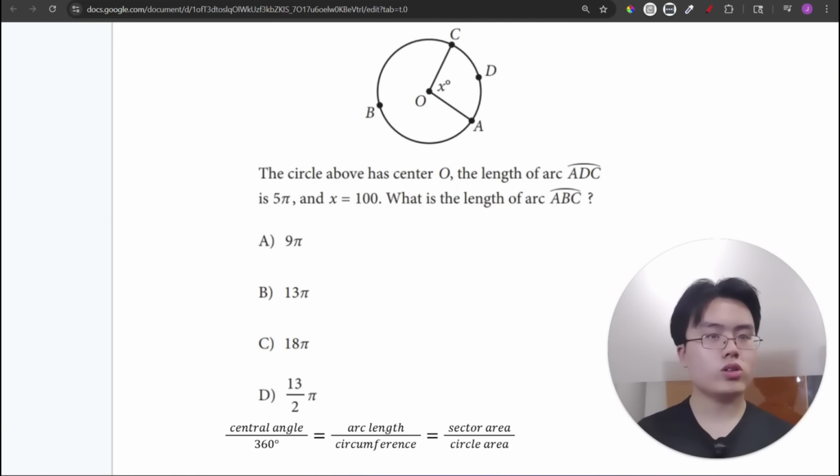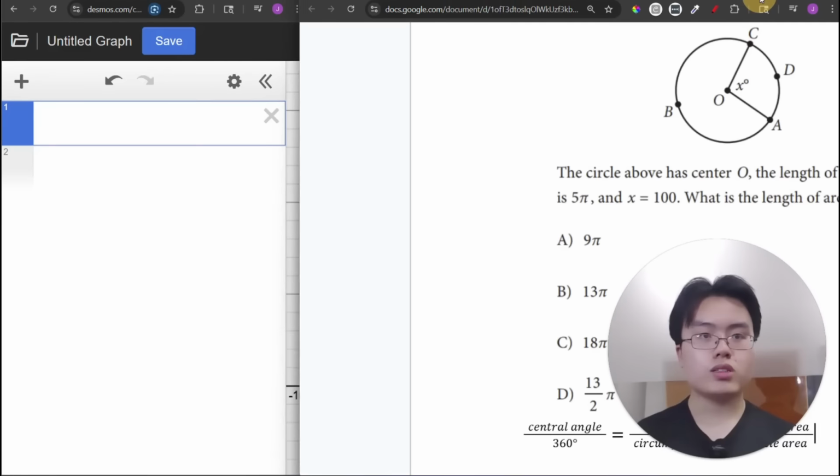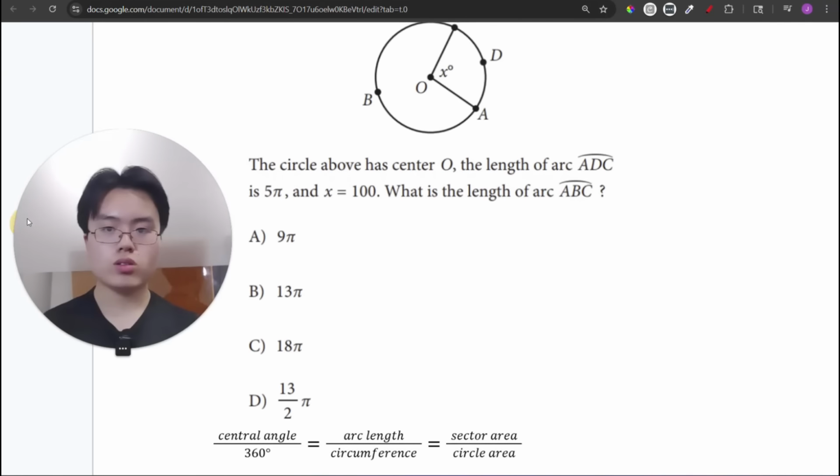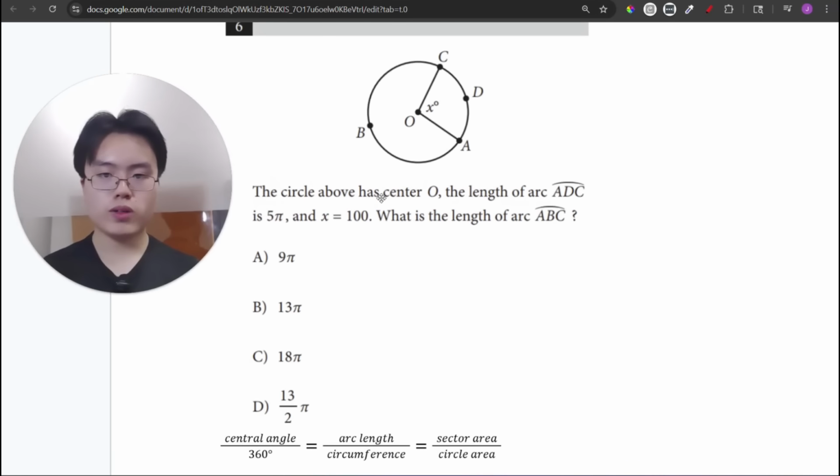Okay, hopefully you had a chance to look at it. Let me just keep this here. So, circle above has a center O, the length of arc ADC. So ADC, that's the arc length, is 5 pi. So it already told us the arc length. And X, that's the center angle. So we already know 100. What is the length of arc ABC?